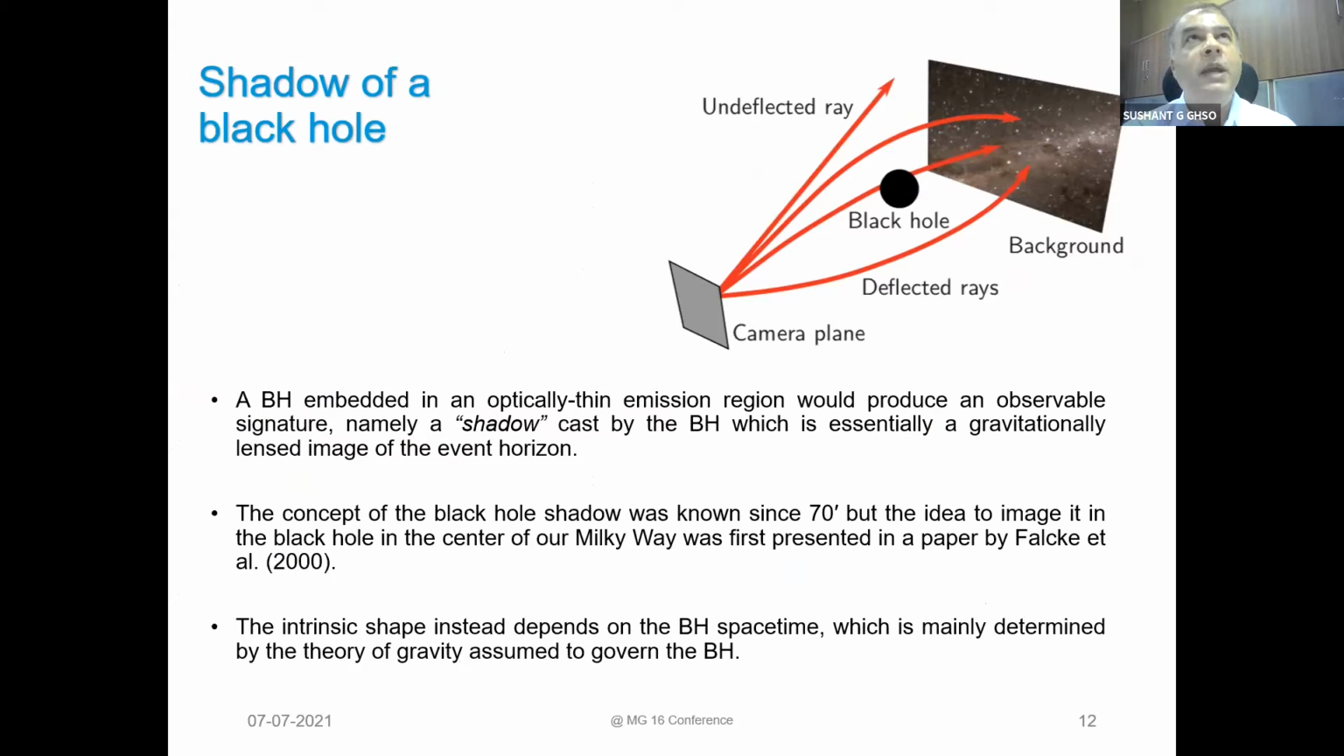So my main topic is the shadow of the black hole. A black hole embedded in an optically thin emission region will produce an observable signature, namely the shadow. Right? Basically, it is a strongly gravitationally lensed image of the event horizon or photon sphere.